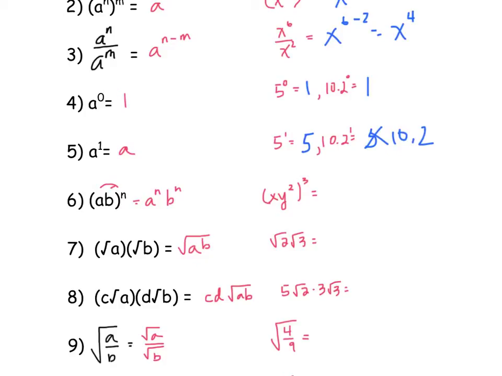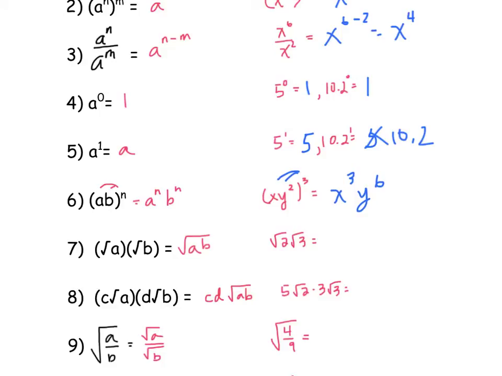So the next rule that I'm looking at is when you have 2 things multiplied inside parentheses to a power outside, you have to make sure you distribute that power. So a times b to the n becomes a to the n, b to the n. An example would look like if I took xy squared to the third, you have to make sure you distribute that 3. So it becomes x to the third, and then y to the second to the third, you multiply the powers, which makes y to the 6th. That's a concept that comes up quite a bit on the ACT actually, so know that one.